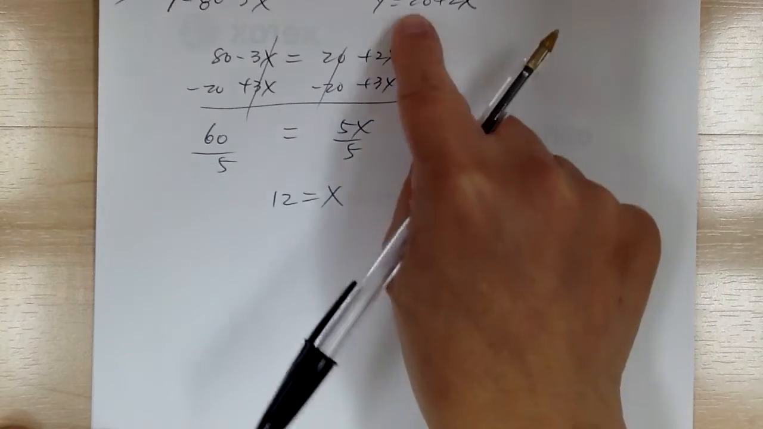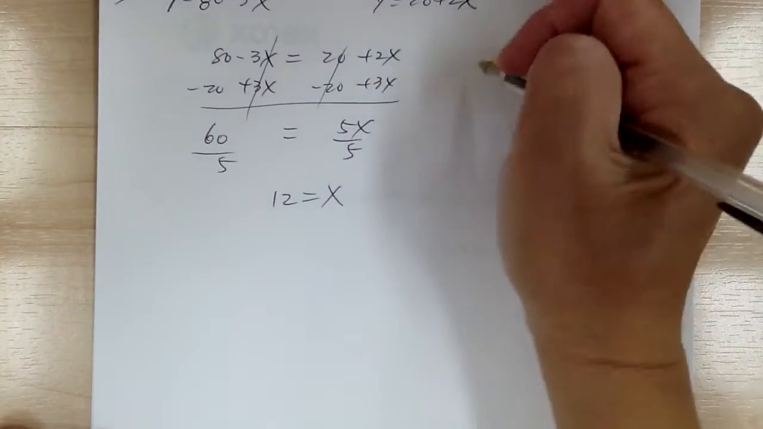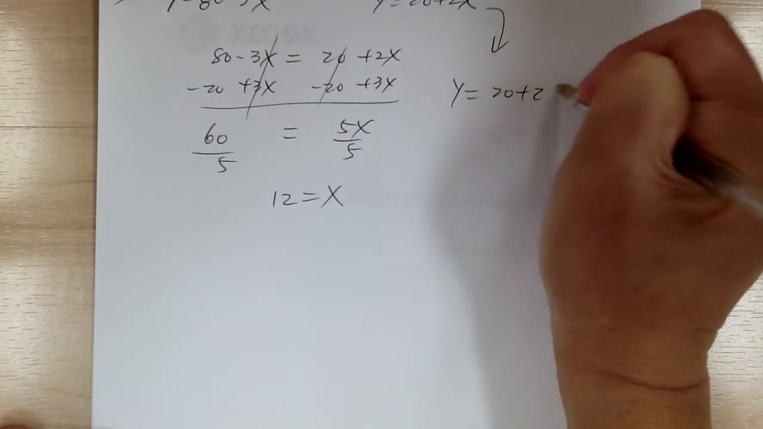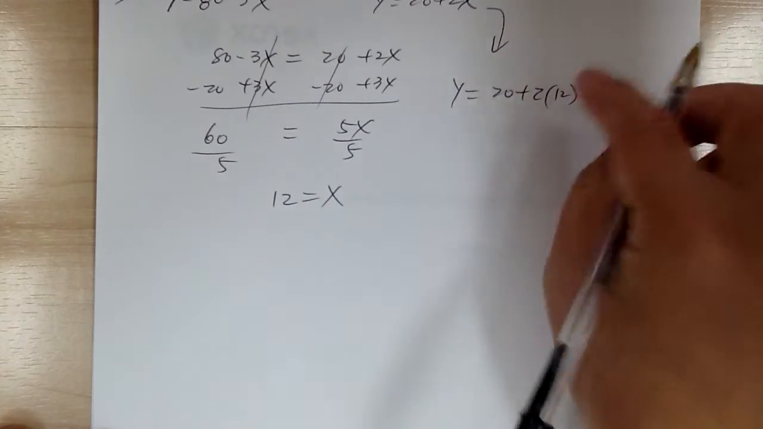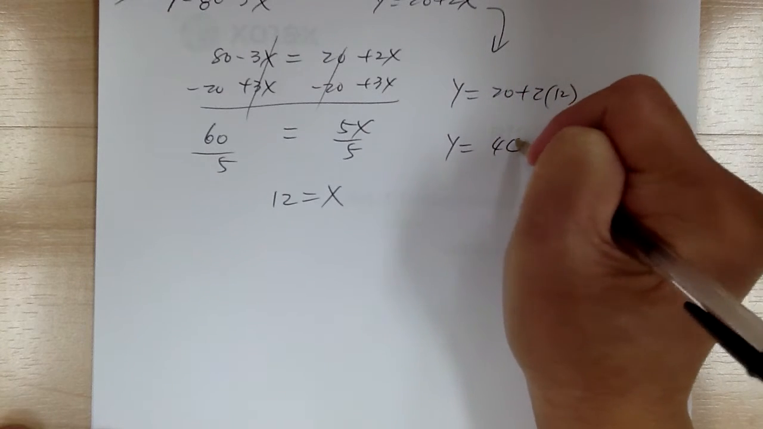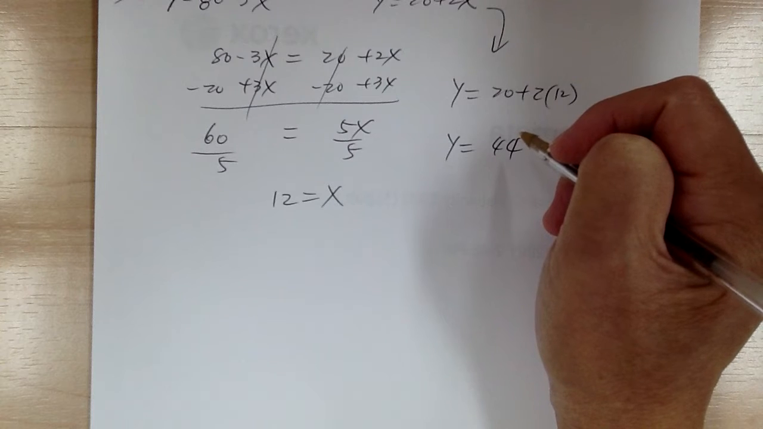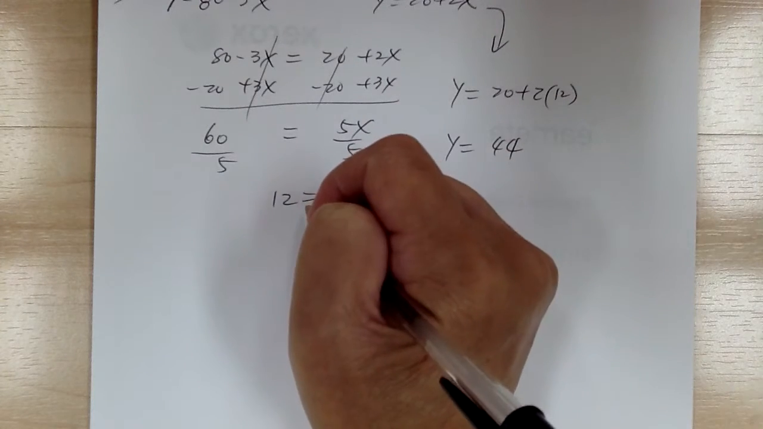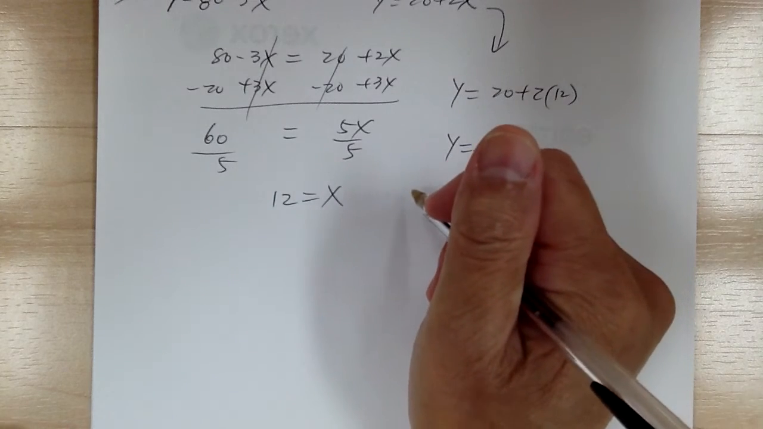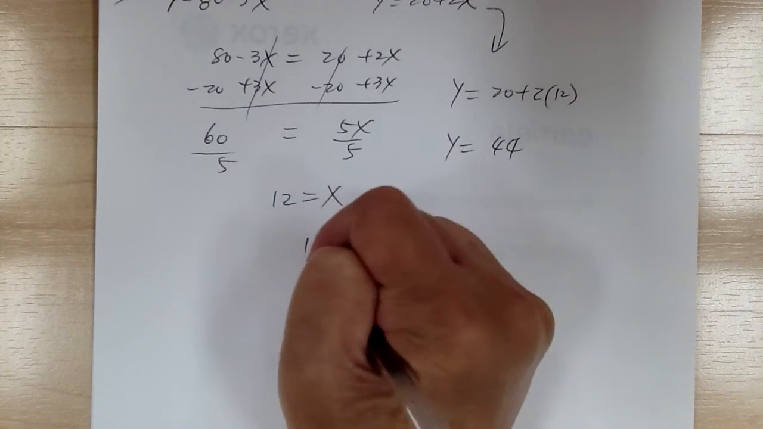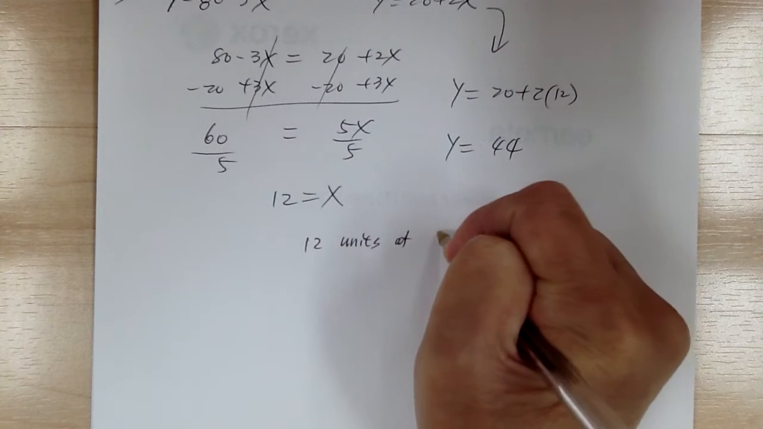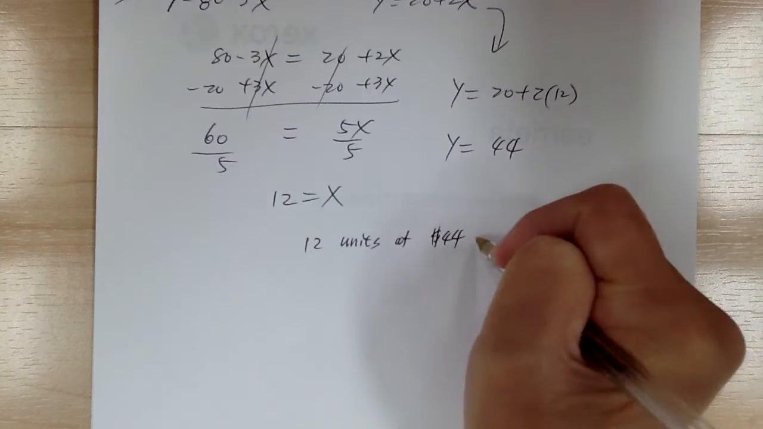And I'm going to use this one because I don't like the negative. So use this equation over here. So y equal to 20 plus 2 times 12, x is 12. So y equal to 44. So now, x is the number of units, and y is dollars. So basically, your equilibrium would be 12 units at $44 each.